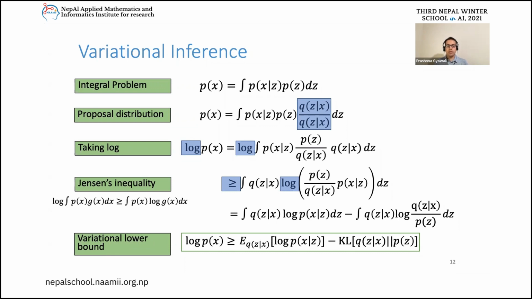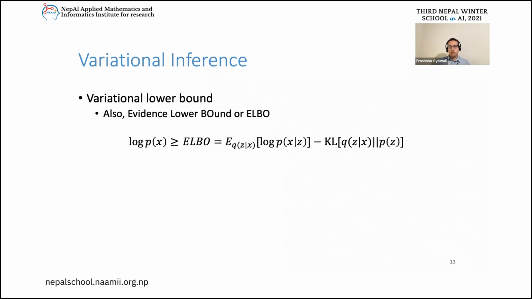Okay, I hope that this was pretty clear. Using variational inference, we were able to solve the integral problem that was lying in front of us. Okay, so this variational lower bound is also sometimes referred to as an ELBO, or evidence lower bound.